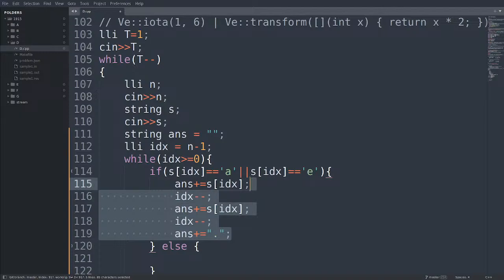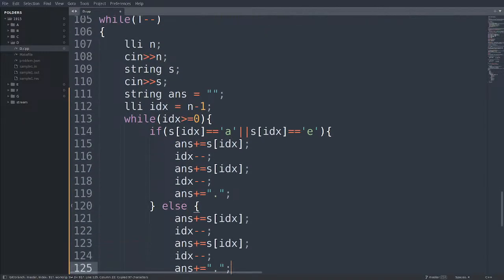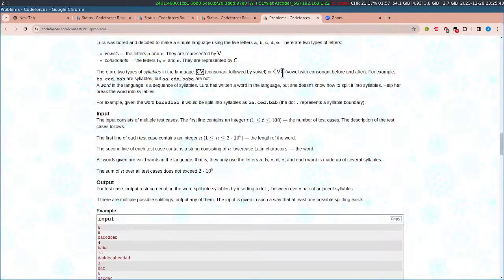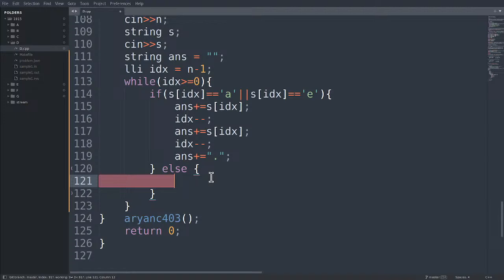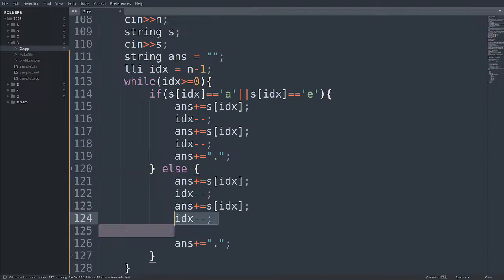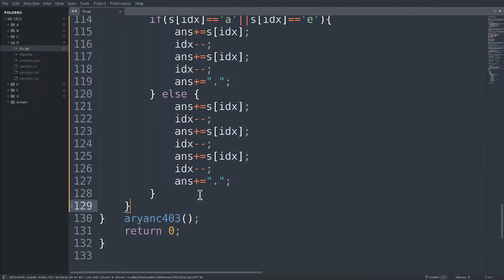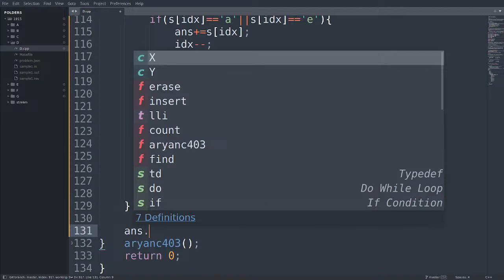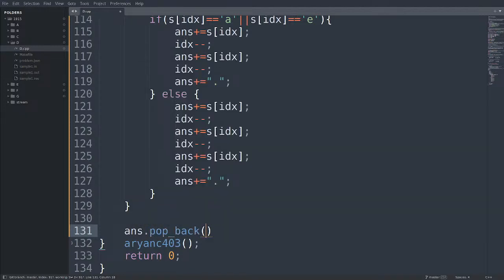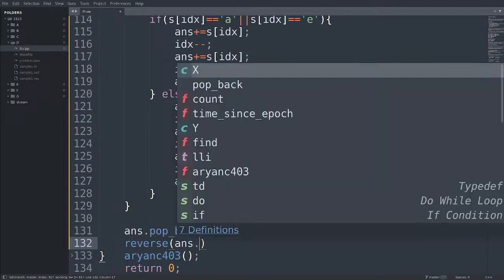Or if the last character is a consonant, then we know that the way to form it would be CVC, and we can assume that the two characters before it are C and V only. So we can pick the last three characters. This will create a string in reverse form, and there would be one extra full stop as well. So we should remove the last full stop which we have added over here, and now we should reverse the string as well.